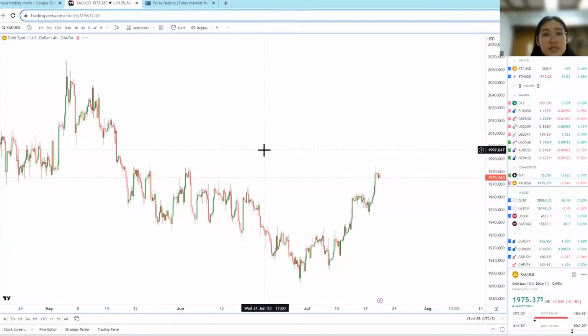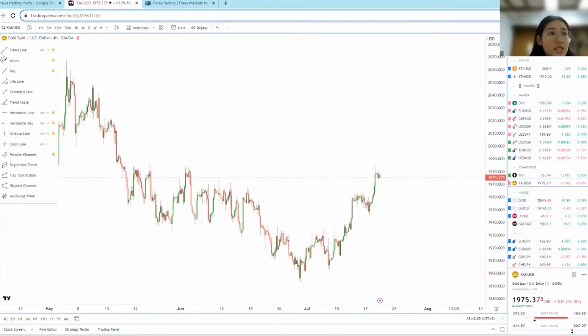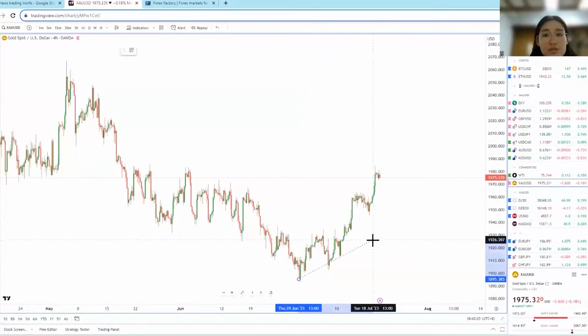First things first, we're going to see if we have any trend lines or trend channels. Okay, no trend line.